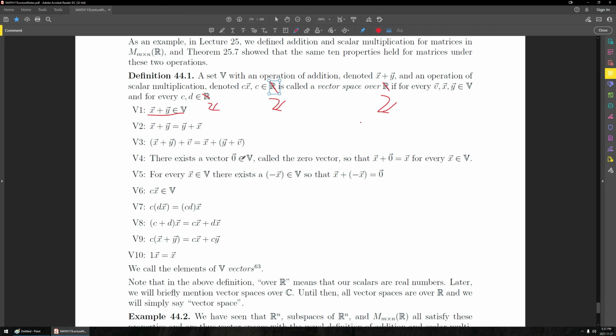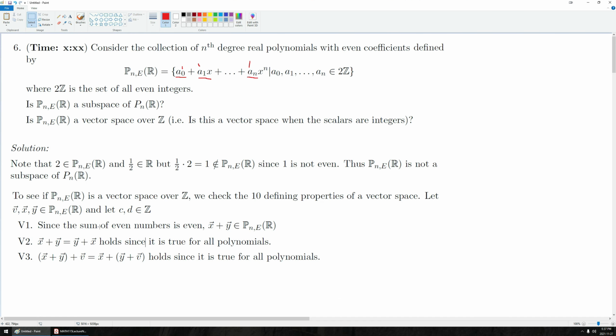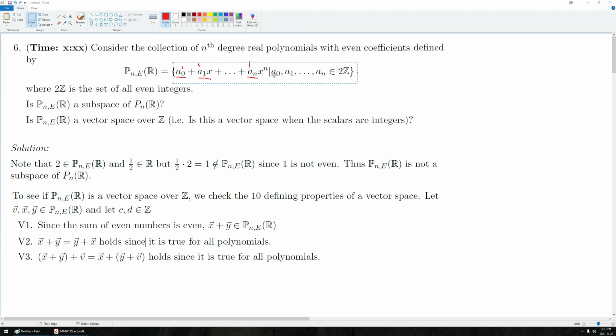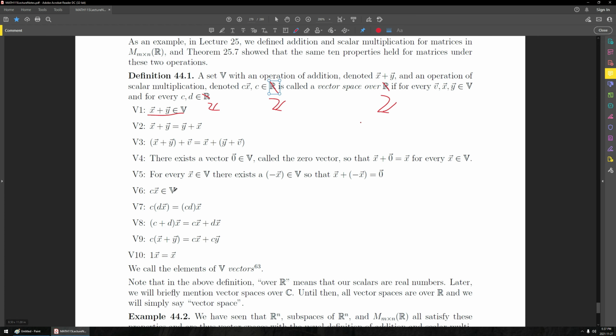So now I need to show if the 0 vector is in this set. Well, is the 0 vector of this form here? Well, yeah, pretty trivially, right? 0 is an even number, so I could plug in 0 for a1 all the way up through an, and I can say, hey, since 0 is even, this 0 vector or 0 polynomial is going to be in this set here. So next up, I check v5.